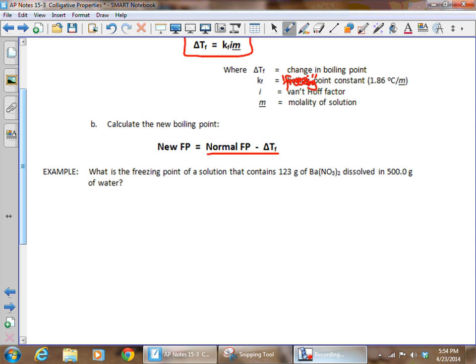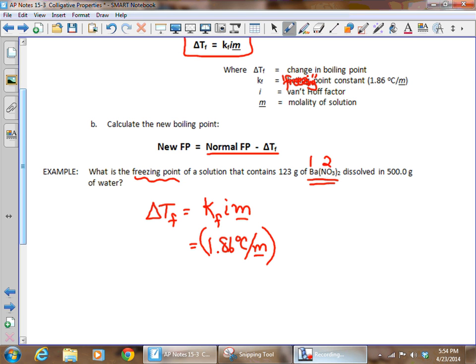So in this case, it says, what is the freezing point of a solution that contains 123 grams of barium nitrate dissolved in 500 grams of water? So it's asking for freezing point, so we're going to use the fact that the freezing point change is going to be equal to the freezing point constant times the van 't Hoff factor times the molality of the solution. Kf, we've said for water, was 1.86 degrees Celsius per molal. The van 't Hoff factor, if it's barium nitrate, that's 1 barium and 2 nitrates, so a van 't Hoff factor of 3.